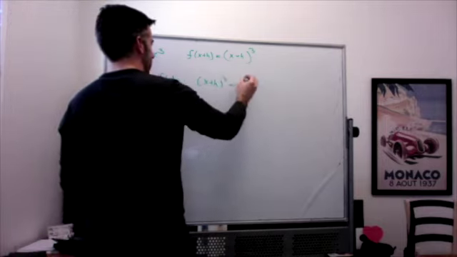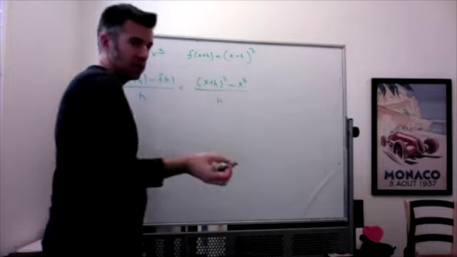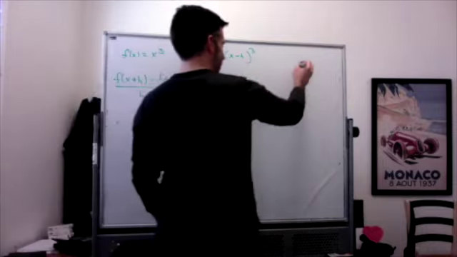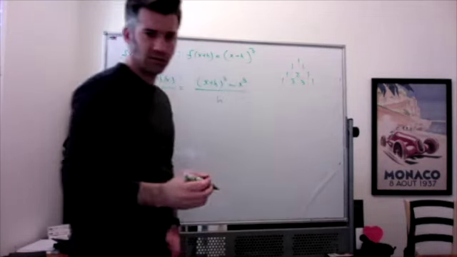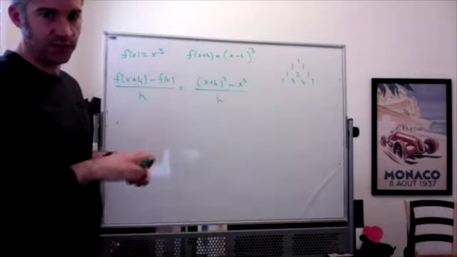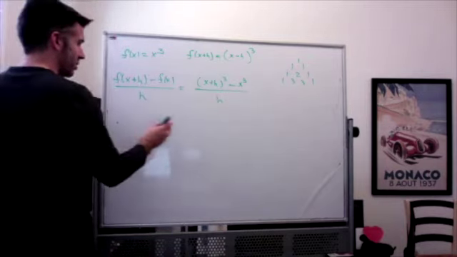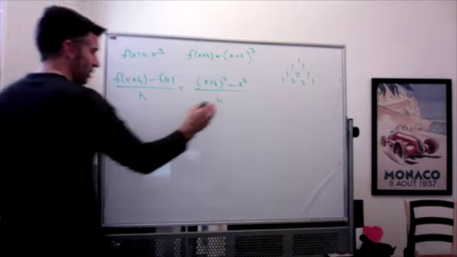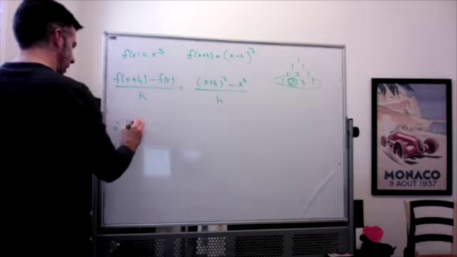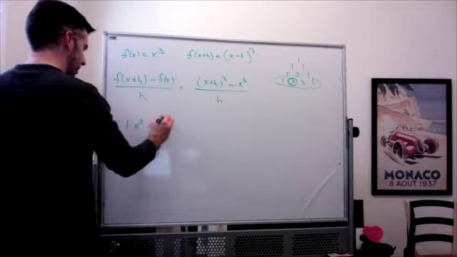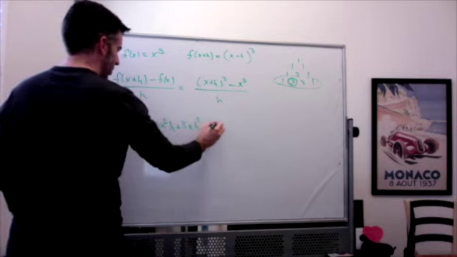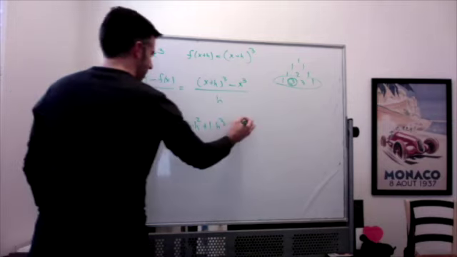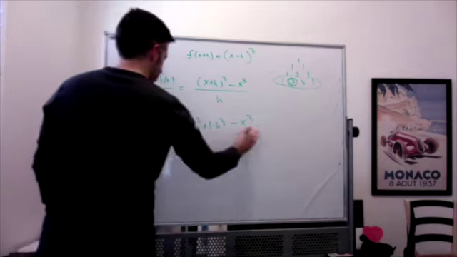There is a way to multiply this out. X plus h cubed, you can use Pascal's triangle. I think I've talked about that before. Pascal's triangle, that thing over there. We go to the row where the second term is the power that you want. Then x plus h cubed is going to be 1 times x cubed plus 3 times x squared h plus 3 times x times h squared plus 1 times h cubed, minus x cubed, over h.